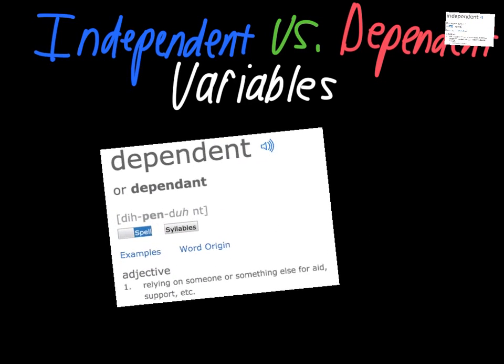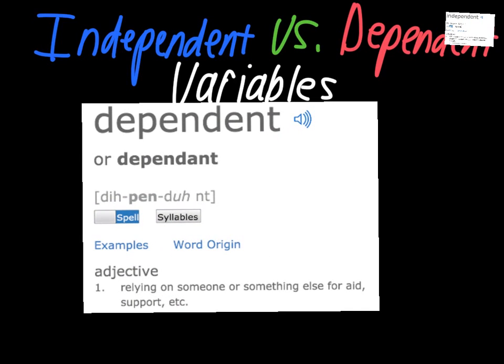As far as dependent goes, it's the opposite of that. So it's now relying on someone or something else. So in our experiments, it'll be something else is influencing the dependent variable.